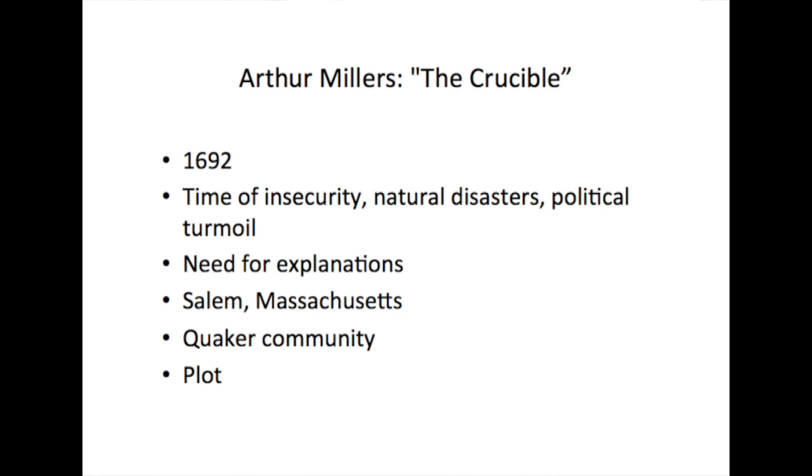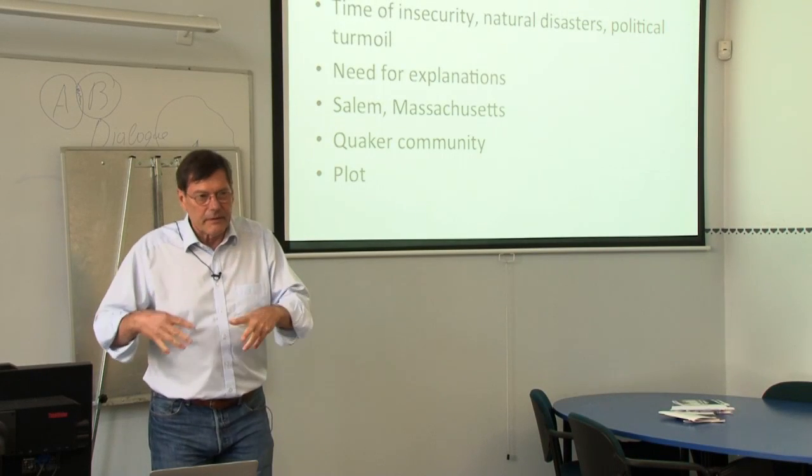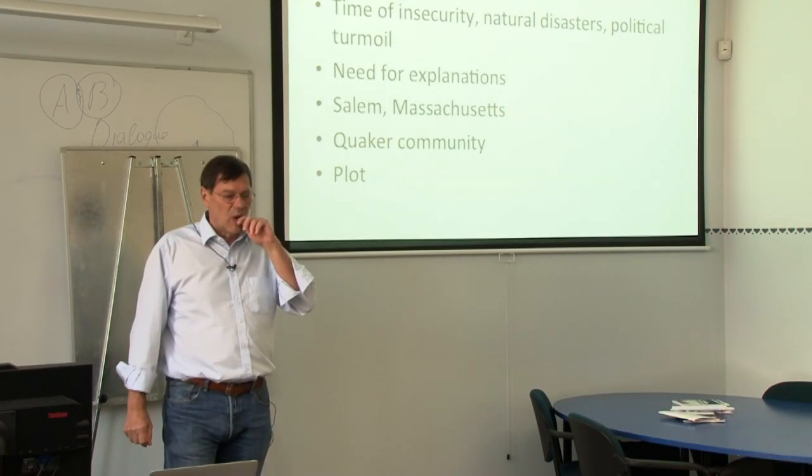It's located a long time ago, in 1692, in a village that is called Salem, on the east coast of the United States, in Massachusetts. This is a time of lots of insecurity. There have been natural disasters, there has been political turmoil, problems, etc. And all this insecurity, in these little villages at the beginning of the United States, created a feeling of uneasiness and a need for explanations. And this Quaker community had a strong Christian background in terms of religion and of philosophy. And this background will play a role in how they develop an idea or a social representation of witchcraft.